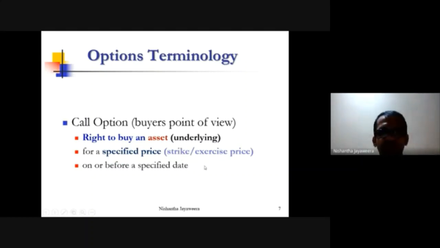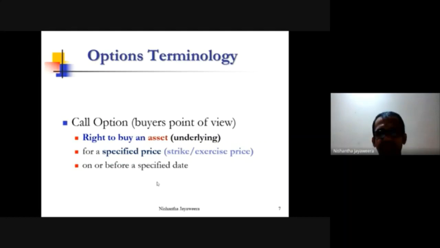at the strike price, or we call it the exercise price. Is it clear? If you buy a call option, what do you get? You get a right to buy the underlying. In the contract, you have to specify what the underlying is, what the period of the contract is, the valid period, and what the agreed price is.